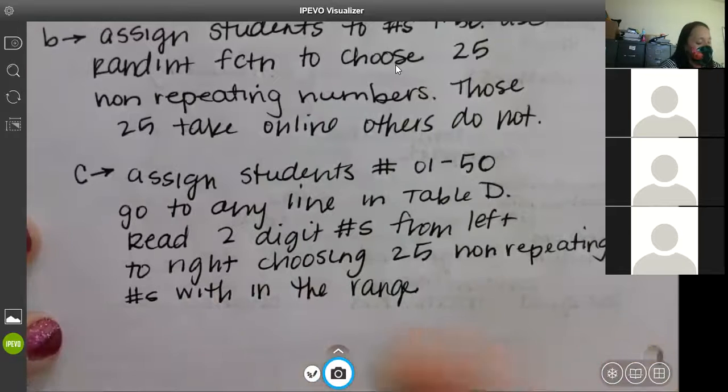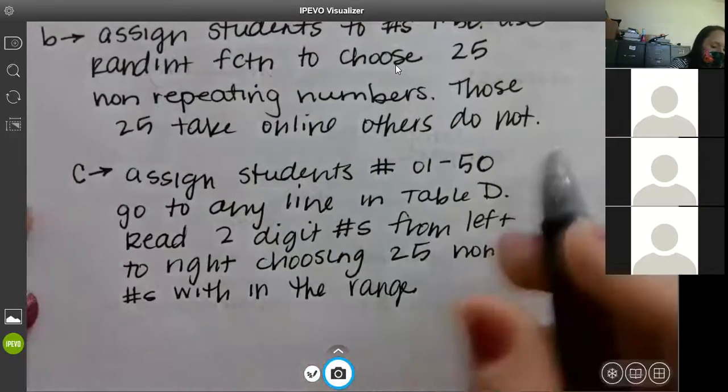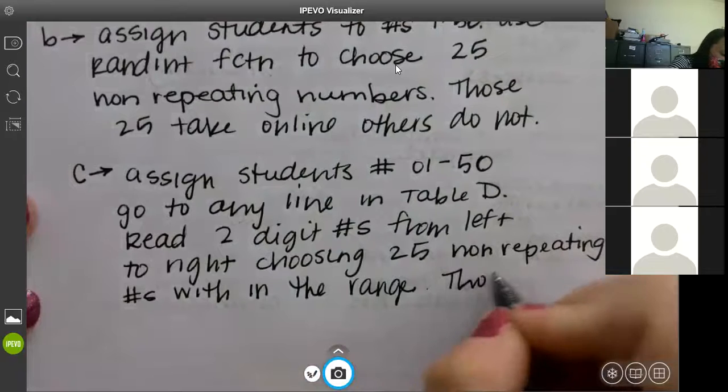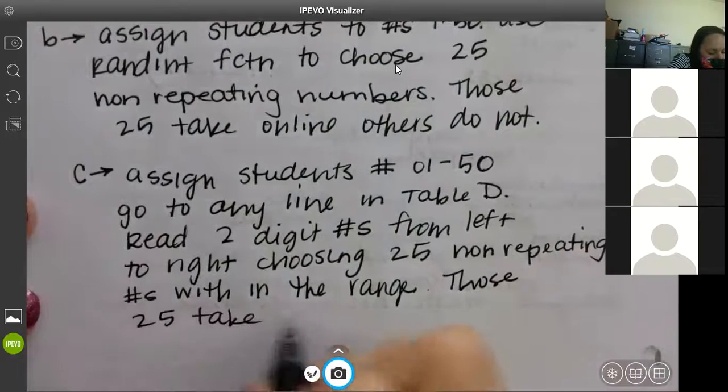Right. So the difference between this and the random generator, the random integer, is that that integer is only going to pick numbers 1 through 50, but your table is going to have more. So we don't want repeats and we don't want anything that's not in the range. That's what you're telling the person reading this. So make sure you always put that as well. And then those 25, take online.